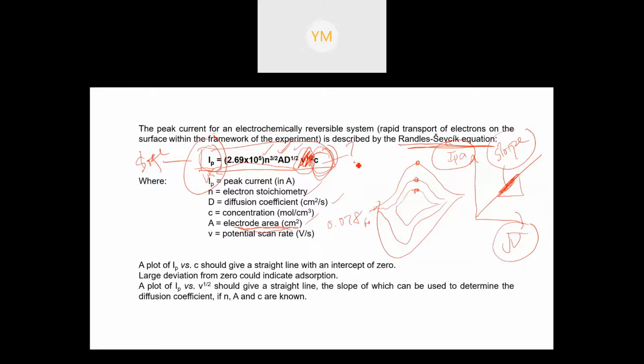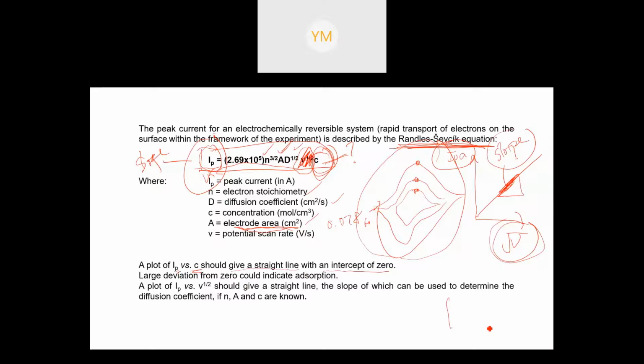You can identify the unknown. This is quantitative analysis; you are quantifying something. For example, ferrocyanide: what is the unknown concentration in the test solution? By plotting the voltammogram, you can plot IP versus square root of scan rate. So you will use the Randles-Sevcik equation. You will find the concentration of the unknown. A plot of IP versus C should give a straight line with an intercept of 0. Okay, large deviation.